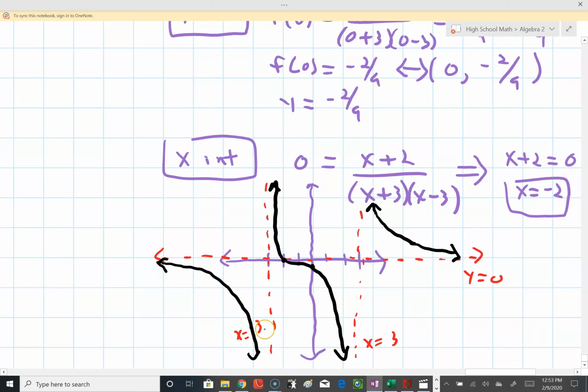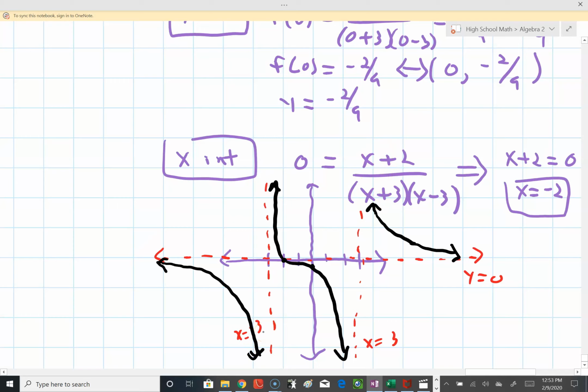Imagine taking a number very close to negative 3. So a number very close to negative 3 plus 3, but slightly more negative than negative 3. This part is going to yield a tiny negative number. This part here would yield a negative number. So we have a negative times a negative. That's going to be a positive. This part would be negative. A positive times a negative would be negative. That's why we're tending in the negative direction.